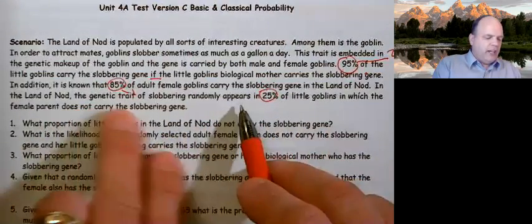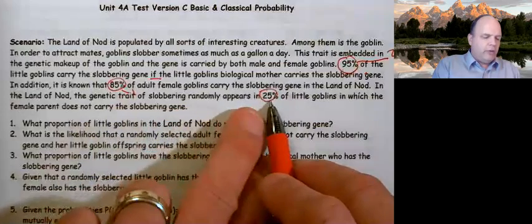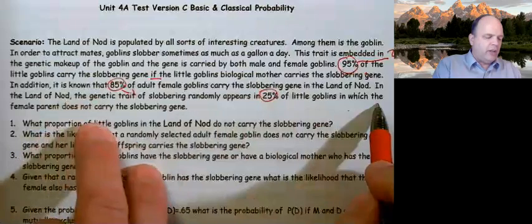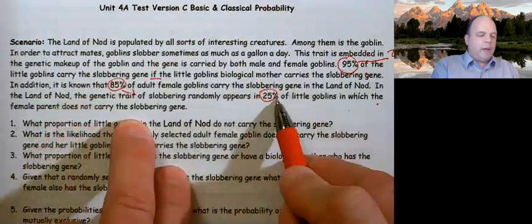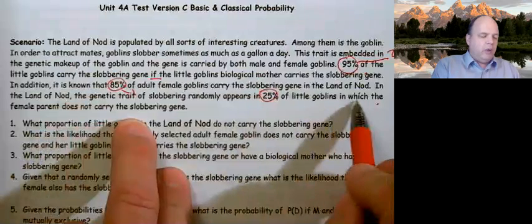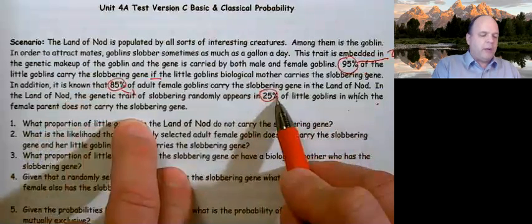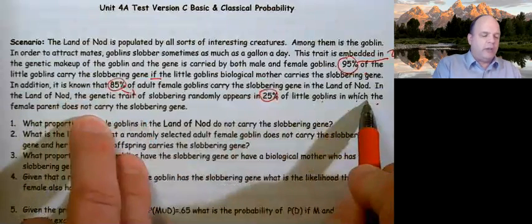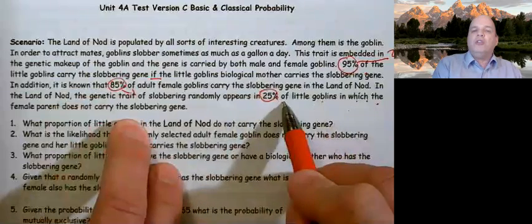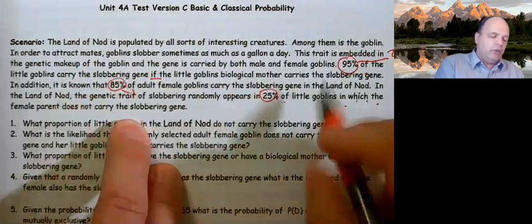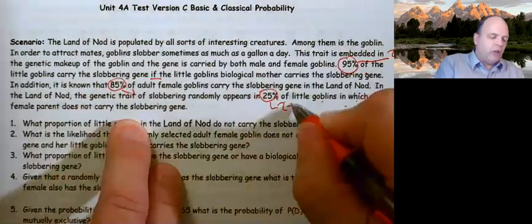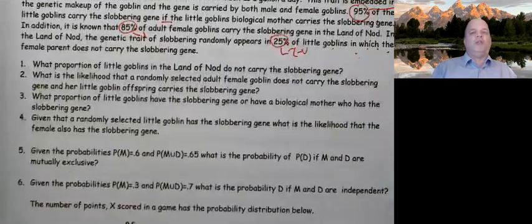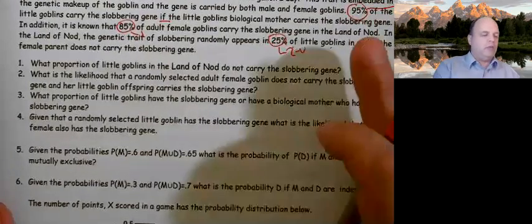In the land of Nod, the genetic trait of slobbering randomly appears in 25% of little goblins in which the female does not carry the slobbering gene. So it appears in 25% of little goblins from the group of female parents that do not carry the slobbering gene. So this is conditioned on what the female parents are doing. Consequently, this is on two variables. So the one that looks like a single variable is 85%. So let's start with the table and see if we can start to organize some of this information.